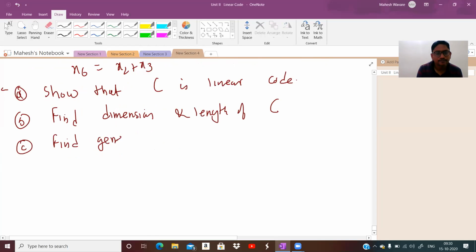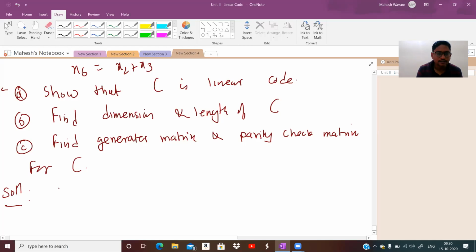Find generator matrix and parity check matrix for the linear code C. And hence you find distance of C also. Means you are finding all the parameters of C.